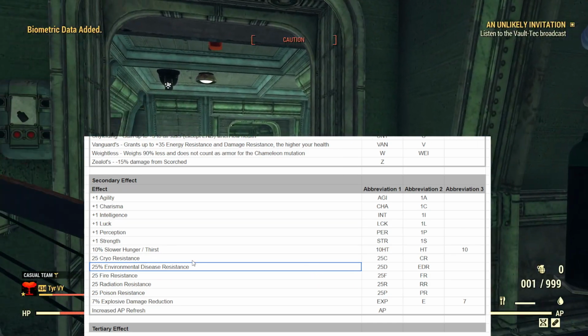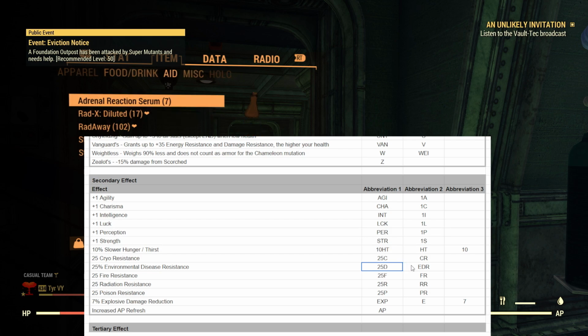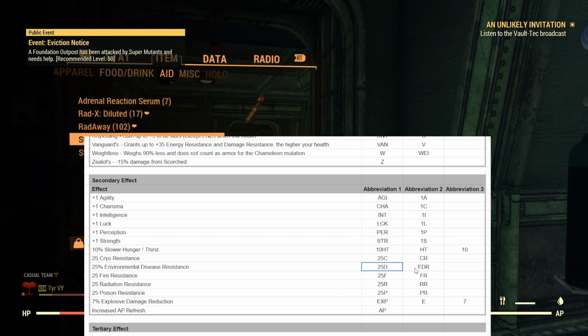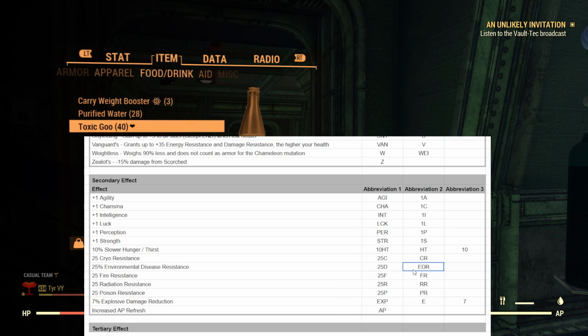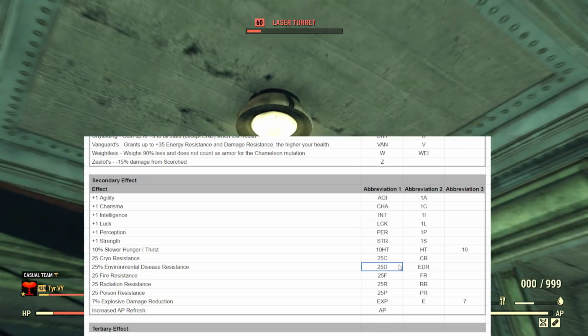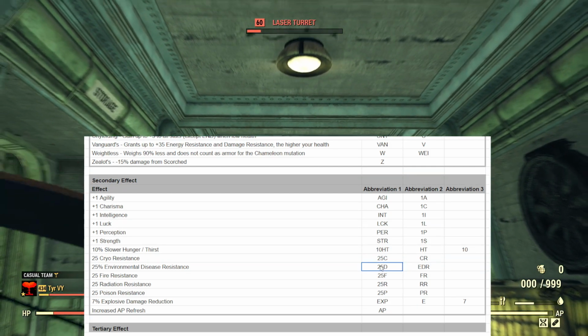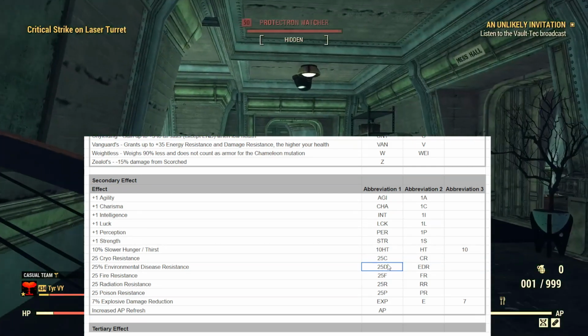Similarly, we have environmental disease resist. I would write 25D for this one. That makes perfect sense as well. However, you can write EDR, environmental disease resistance, but 25D or maybe even 25 EDR, that could be a third option. Any three of those would work just fine, but 25D appears to be the most common.